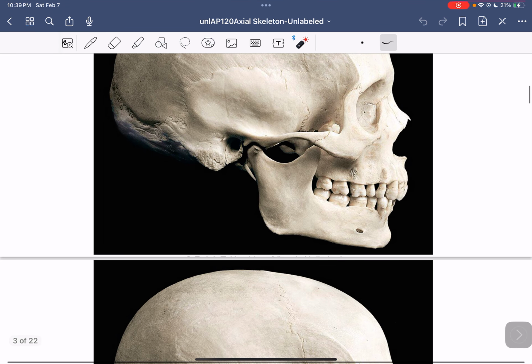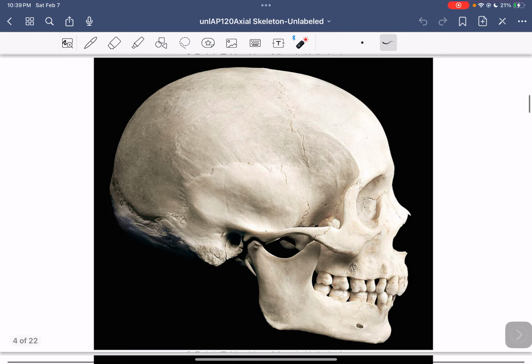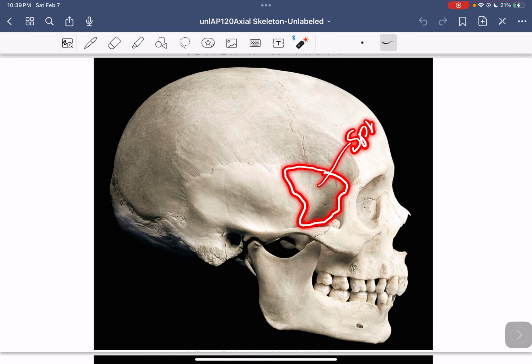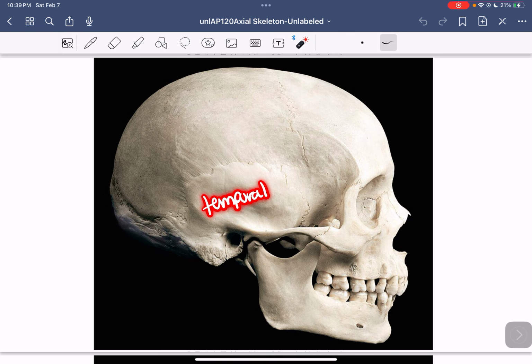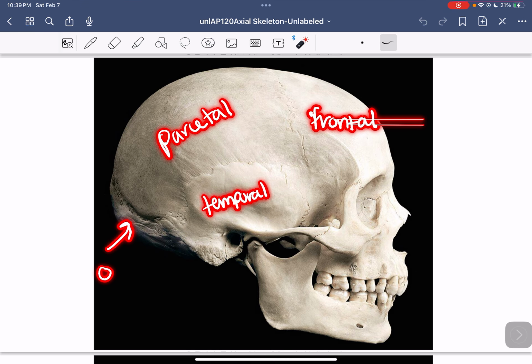Okay, let's keep going. So, one other bone that you can see from this same angle is this specific bone right here, if I kind of outlined it, this would be our sphenoid bone. Right, and then the larger bones, we said this was temporal, this was our parietal, this is our frontal, and then back here would be occipital.